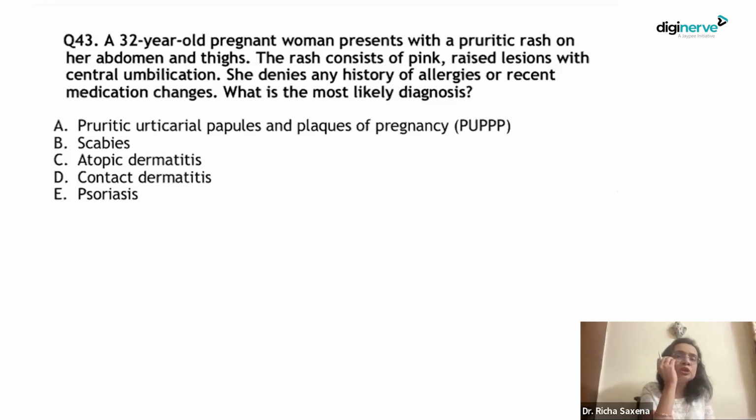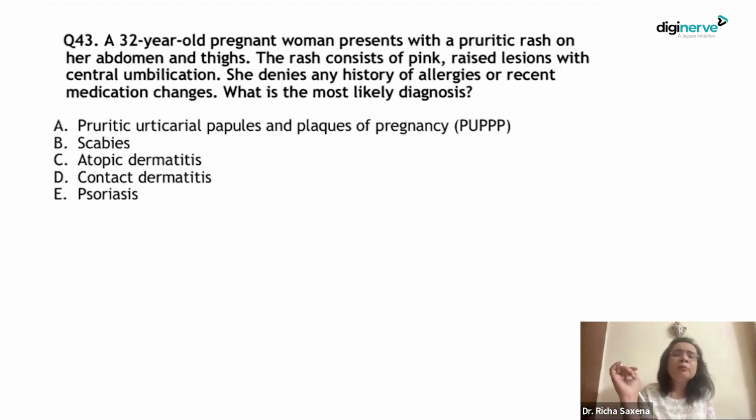The typical distribution of rash is that it involves the abdominal area, but there will be periumbilical sparing. So that is a typical presentation in case of PUPPP: periumbilical sparing is there, but the abdomen is involved. It will also spread onto the breast or to the thighs and maybe to the arms also. But typically the forearms, the legs, the palms, the soles, the face, and the mucosal membranes will not be involved. So this is a typical feature.